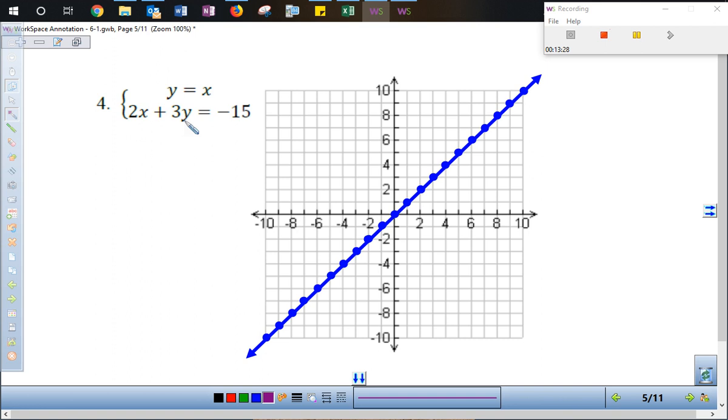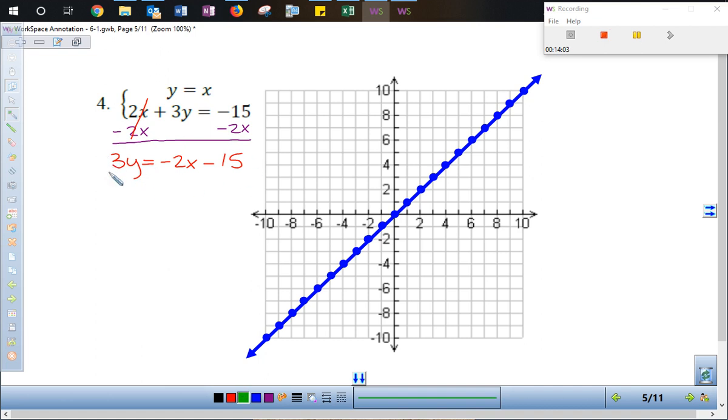So we're going to have to solve for y before I can graph it. So to solve for y, I'm going to start by subtracting 2x. And when I do that, on the left side, the 2x's will cancel out, and that's going to leave me with 3y. And on the right side, -15 and -2x are not like terms, so they stay separate. The x term goes first, so -2x minus 15.